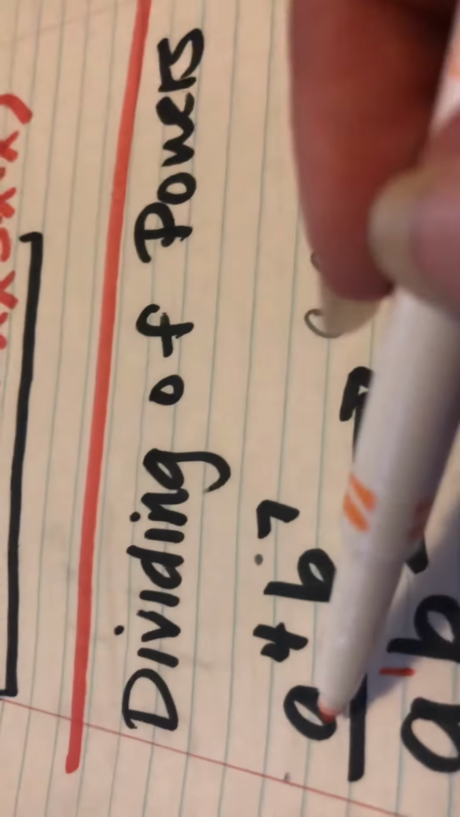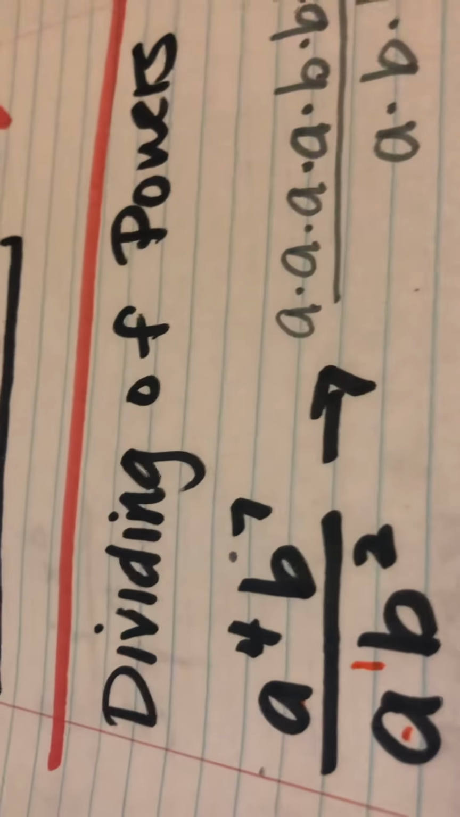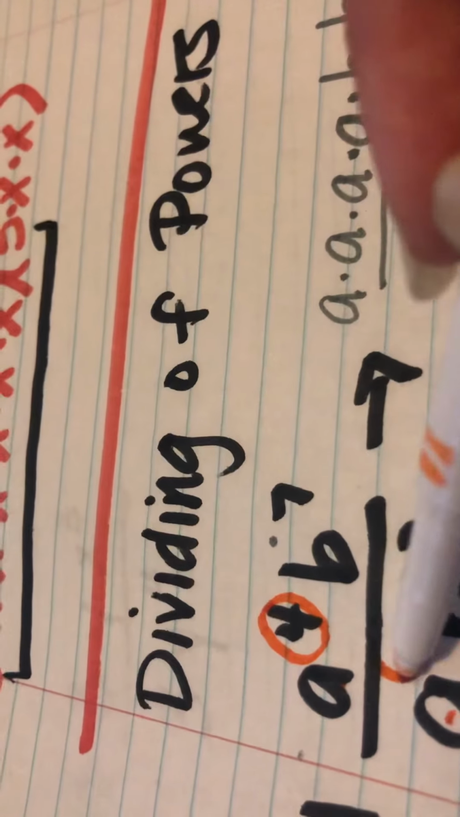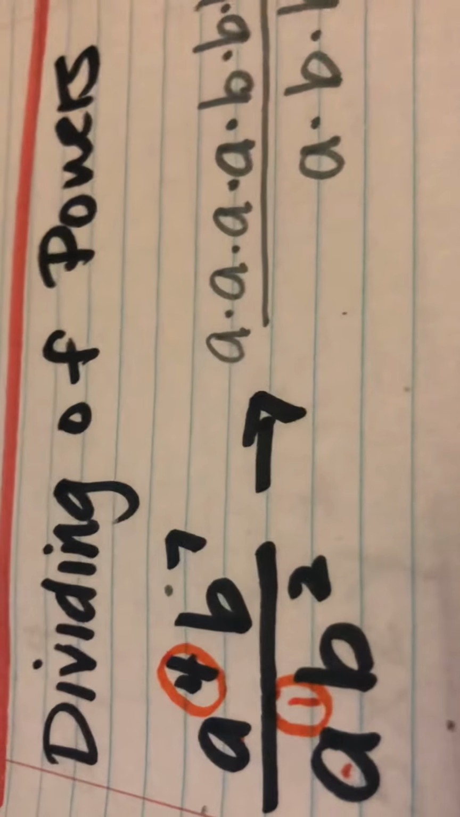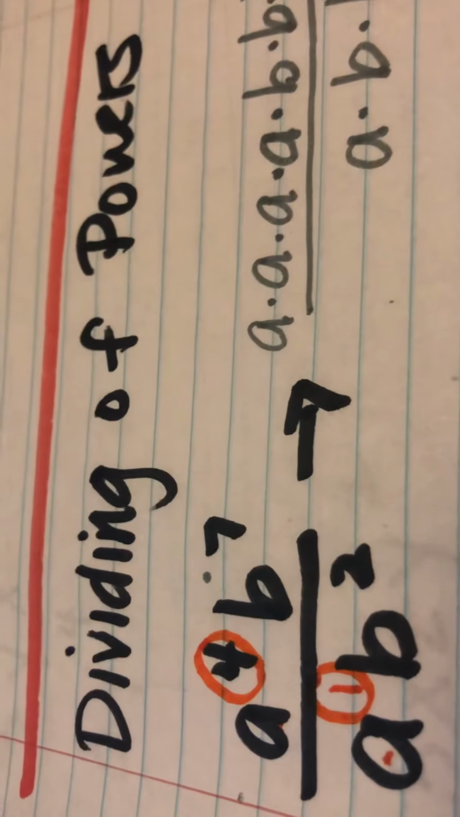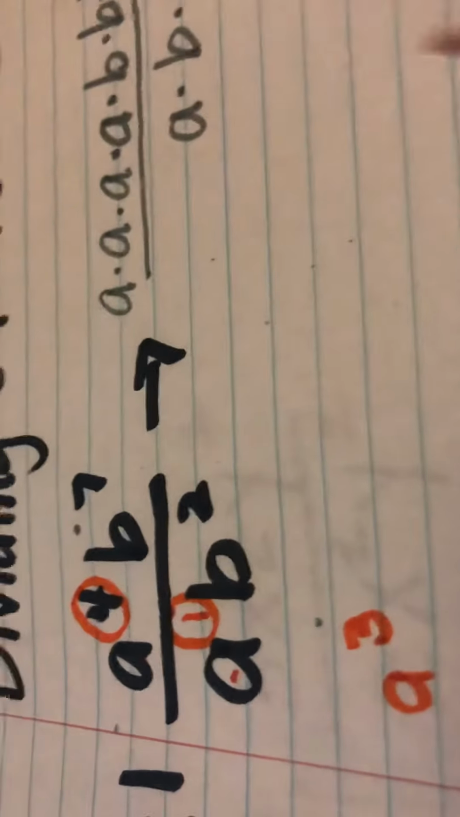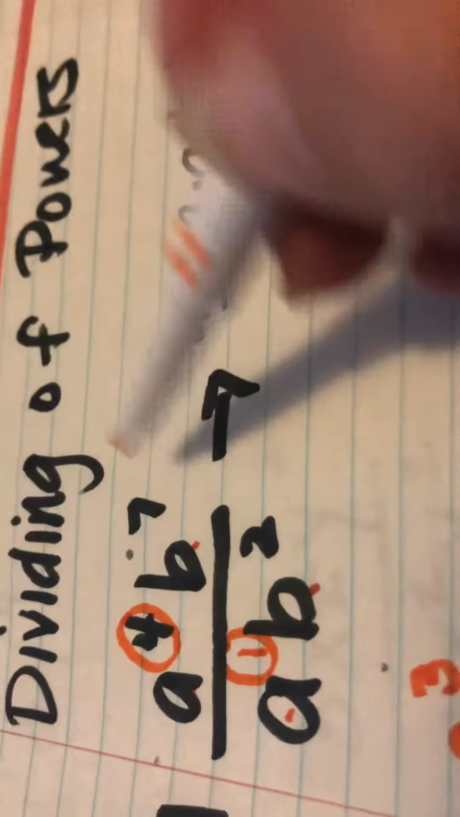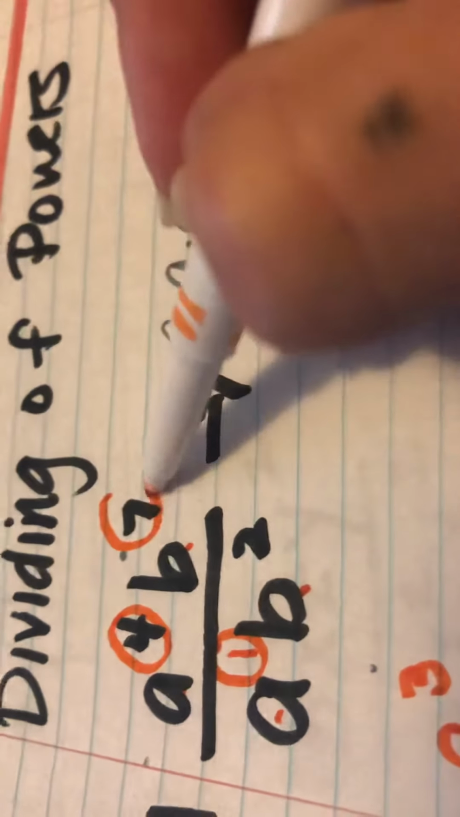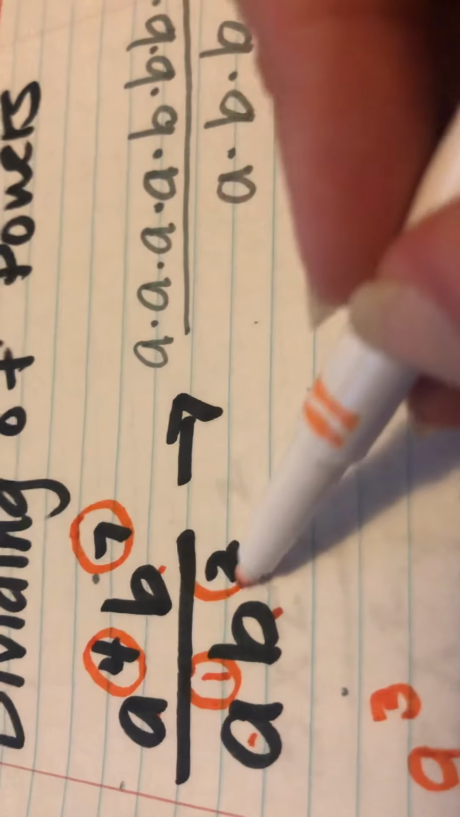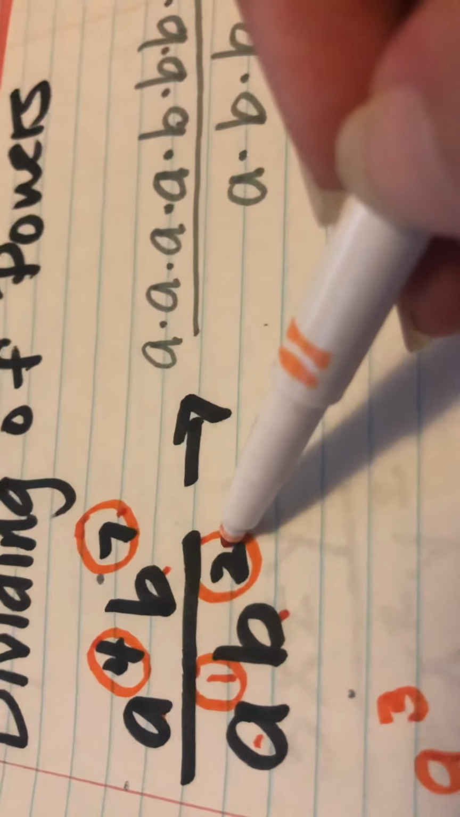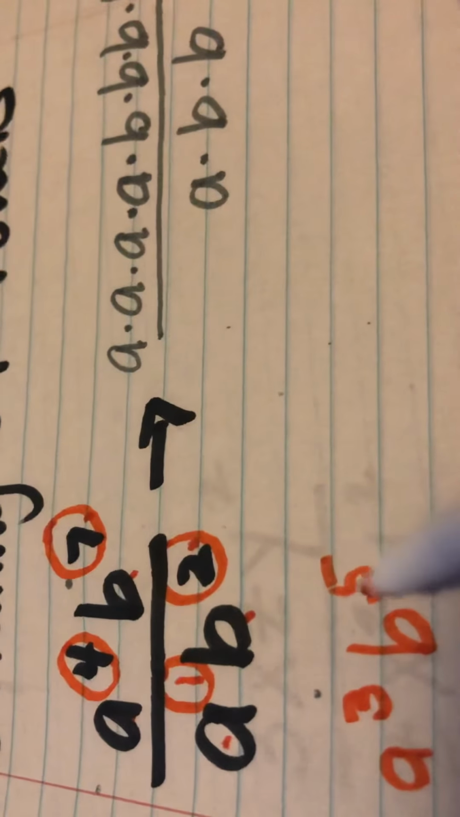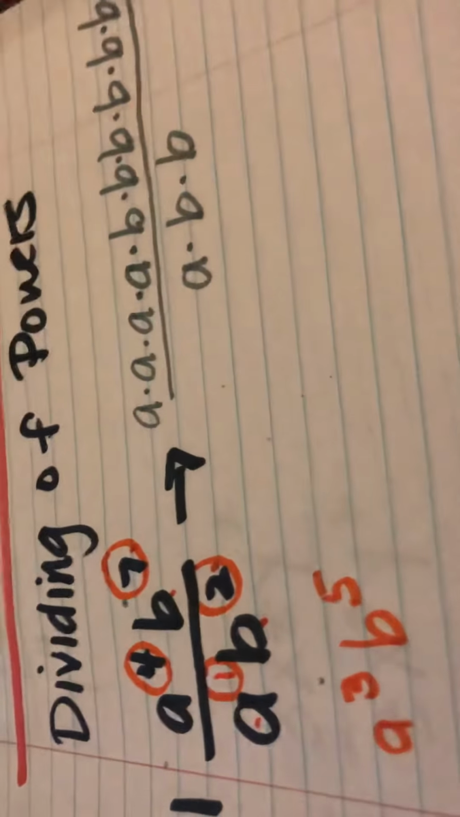So the way that this would work, the a's are the same base. So what you would do is you would take your 4 and you would subtract your 1 to leave you with a to the 3rd power. And same thing for the b's. The b's are the same base. So you have b to the 7th power and the 2nd power. So you would do 7 minus 2, which would give you b to the 5th power. So that seems probably pretty simple.